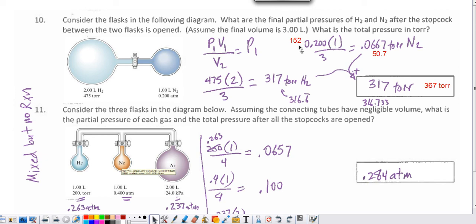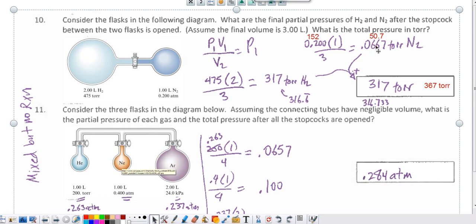So I've redone it in red. So this is 152 torr instead of 0.2. I'm just going to make that float above the 0.2. This side of the vessel was 1 liter. Once it's opened, now the gas can spread out across all 3 liters. So it goes from a pressure and a volume to a new volume. Here is the new pressure, 50.7 torr. Not this other number, how silly.